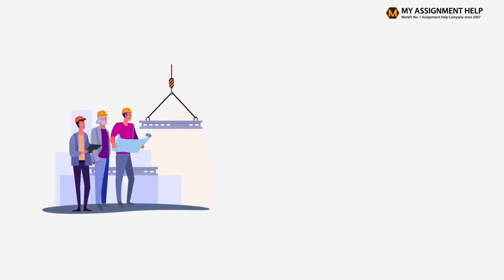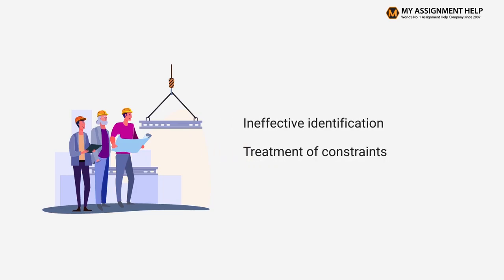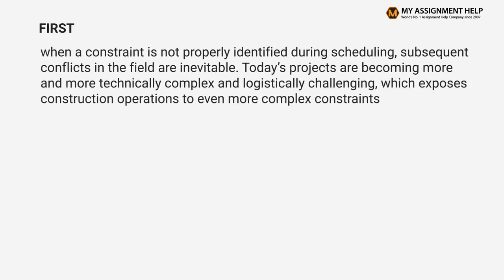However, numerous construction projects are still plagued by delays and cost overruns, which can frequently be traced to ineffective identification and treatment of constraints. First, when a constraint is not properly identified during scheduling, subsequent conflicts in the field are inevitable. Today's projects are becoming more and more technically complex and logistically challenging, which exposes construction operations to even more complex constraints.